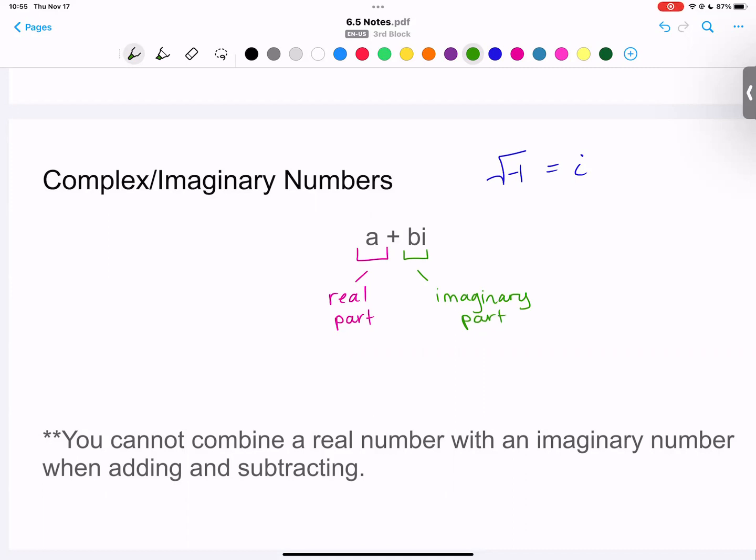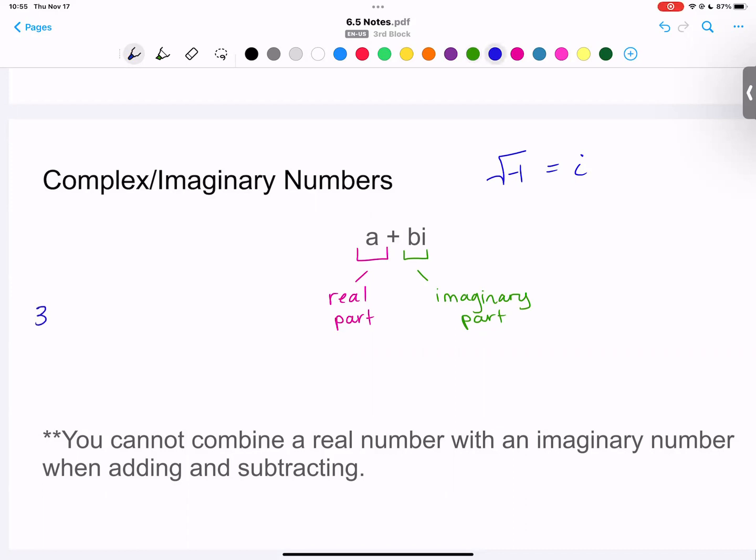We always want to write it in this form. We have to have the real part first, plus or minus whatever the imaginary part is. It has to be written like that every single time. And the important thing to remember is you cannot combine a real number with an imaginary number when you're adding and subtracting. You can treat the i like an x.